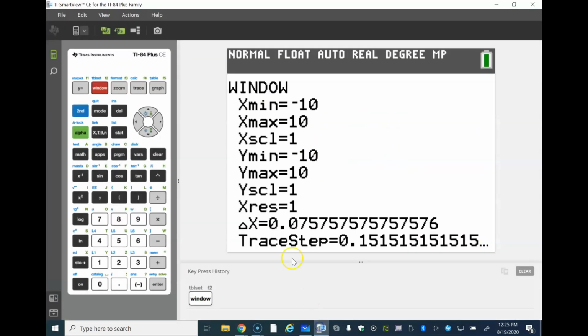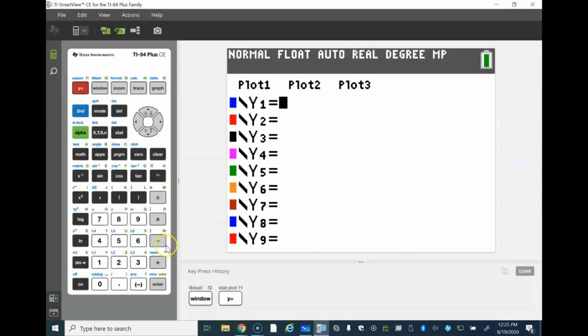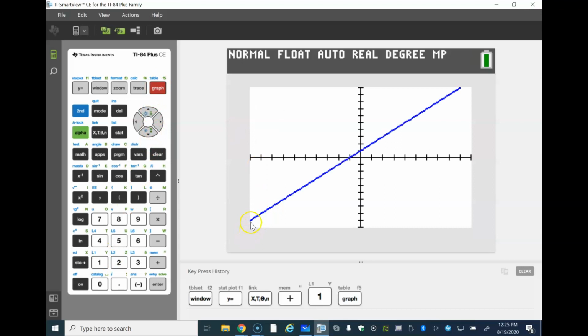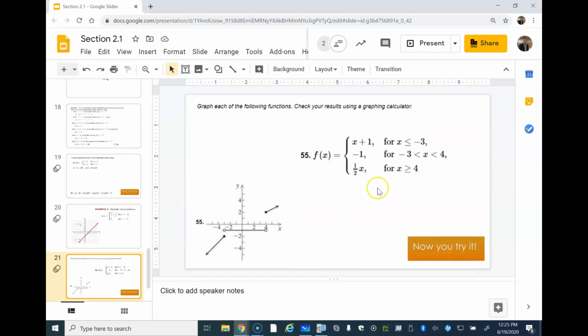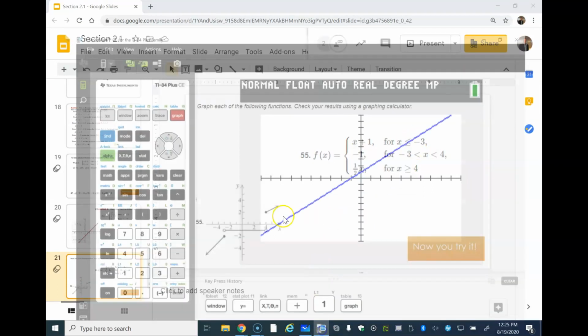my calculator and put in x plus 1 and hit graph, see, the calculator gives us the whole length of x plus 1, but I'm not taking all of this. That's why we do it in pencil. The only part I need is where x is less than or equal to -3. So that's the only part that I want from it.